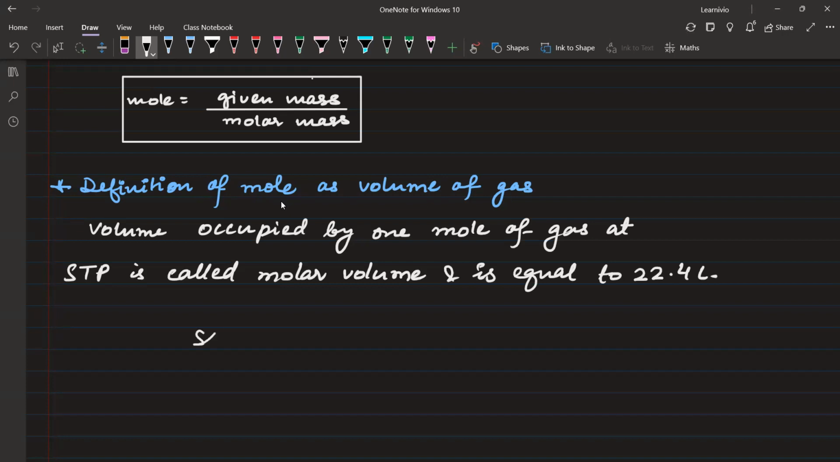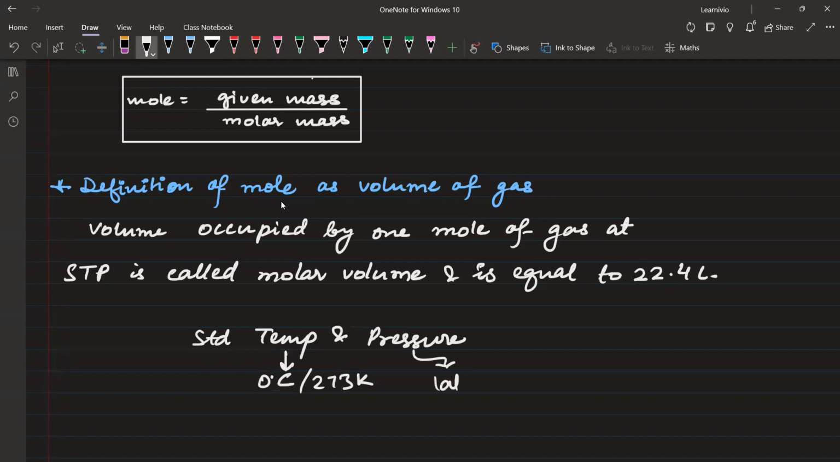Okay, what is STP? It is standard temperature and pressure. Standard temperature is 0 degrees Celsius, or you can say 273 Kelvin. What is the pressure? Standard pressure is 1 atm, which is approximately 1 bar.